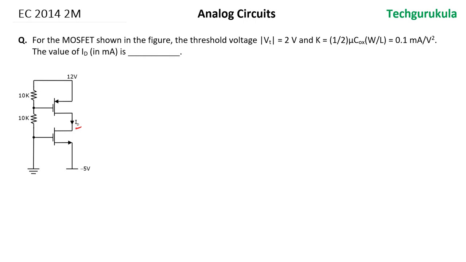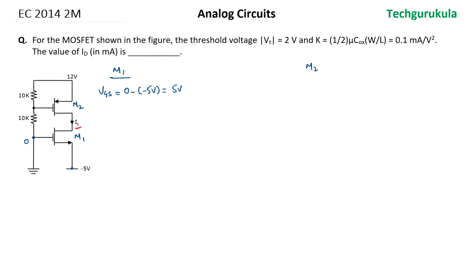Now, in order to find ID, first of all, we have to find which modes the transistors are functioning in. To start with, let me say this is M1, NMOS, and this is M2, which is PMOS. So for M1, VGS will be equal to the gate voltage here, which is 0 volts, minus the source voltage, which is minus 5. 0 minus of minus 5 volts is equal to plus 5 volts. Obviously, this is greater than the threshold voltage of 2 volts. M1 is going to be on.